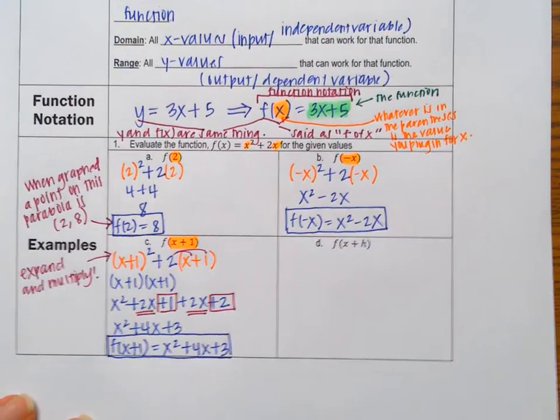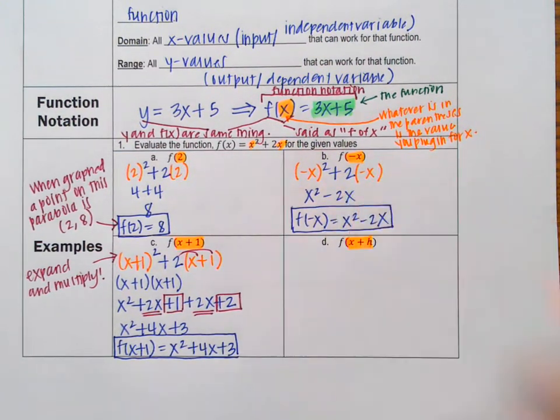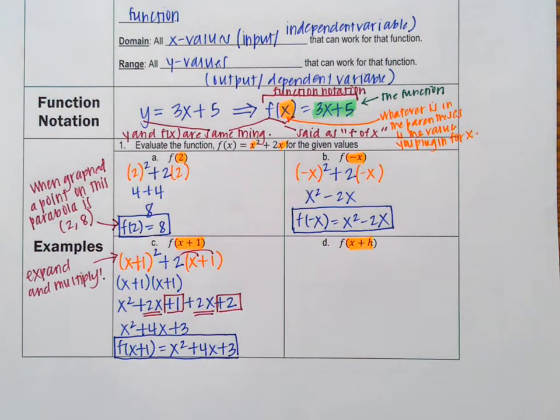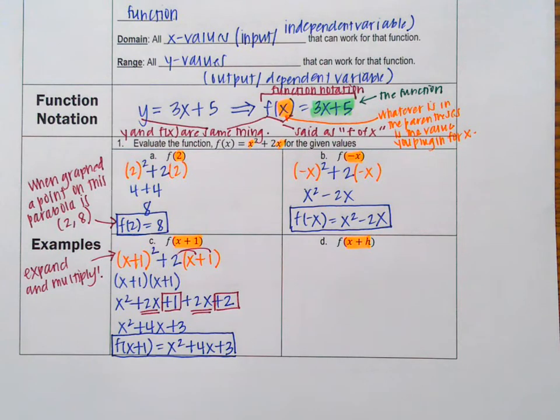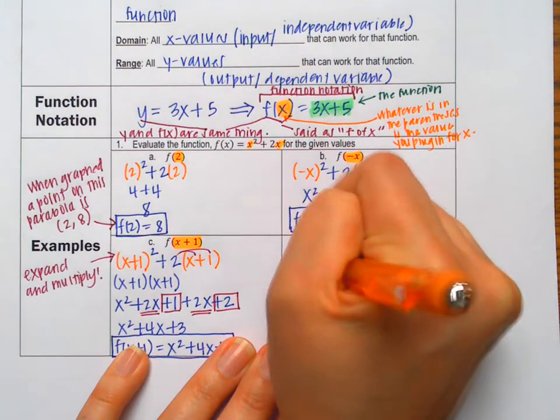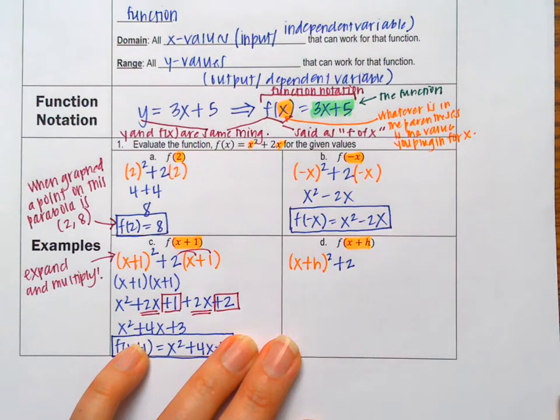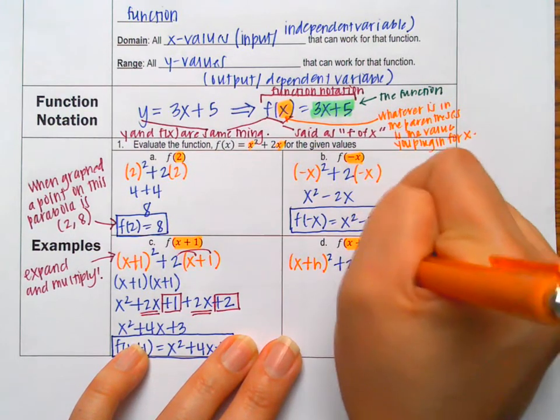Okay, so D is asking me to find f of x plus h. So what are we plugging in for x? Whatever's in these parentheses. So we're plugging in x plus h. So start there. Start by plugging in x plus h, again, wherever you see an x. Okay, so you should have plugged in x plus h. So that's x plus h squared plus 2 times x plus h.